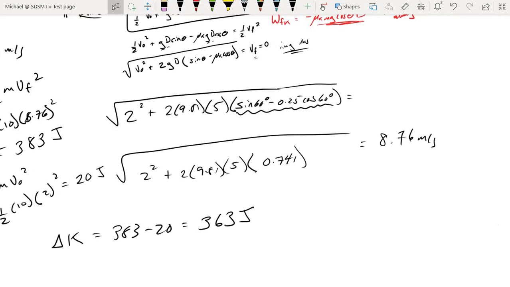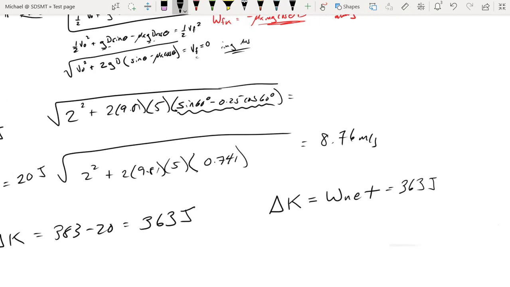So what does that mean? Well, we know that the change in energy has to equal the net work that was done in the system. And since we know that the change in kinetic energy was 363 joules, that tells us what the net work done in the system is.